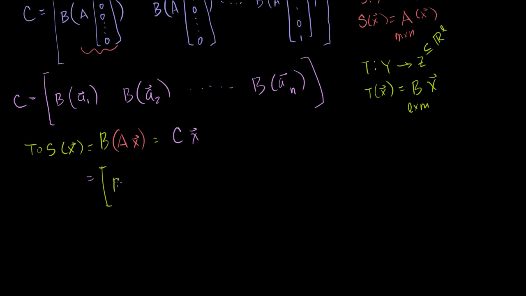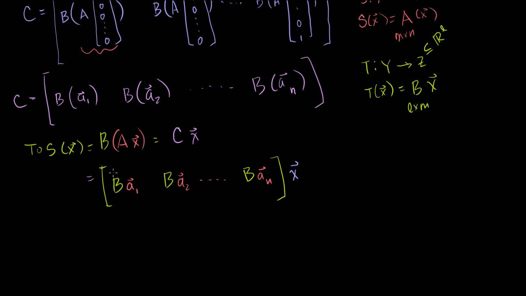B A1, where A1 is the first column vector in our matrix A. And then the second column is going to be B A2, where this is the second column vector in A. And then you could keep going all the way until you have B times AN, times X. Now, this is fair enough.